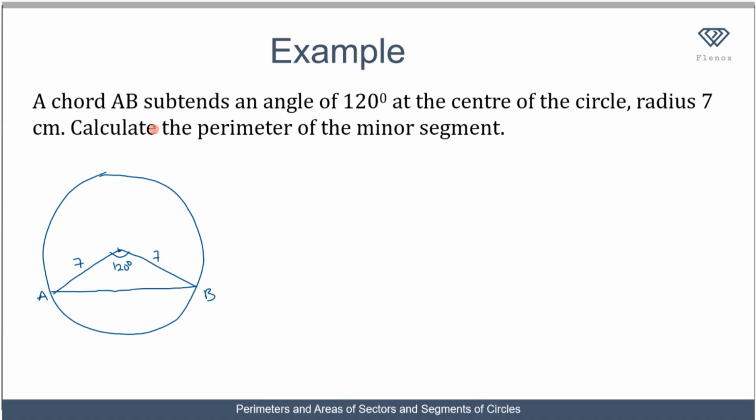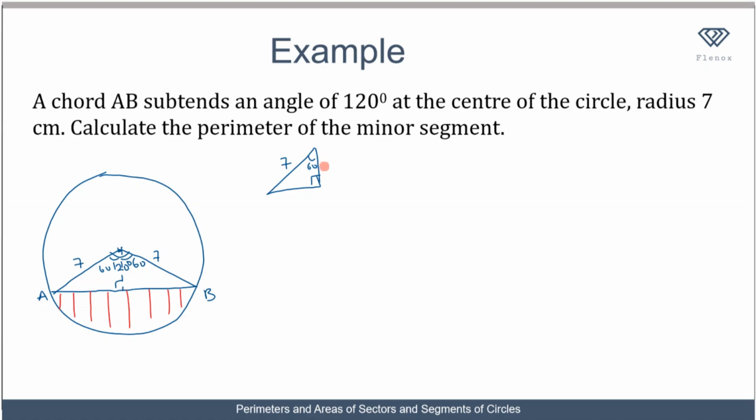Since this is a chord, the minor segment is the portion indicated by this marker, this smaller section, while the part up is the major segment. Now to find the perimeter, I know that I have to find the length of the chord and the length of the arc and add them together. So I'll start by finding the length of the chord. First we have to bisect this angle, and when we do that, the angle here will be 60 and the angle also here will be 60. Now I can bring out this triangle, in which the radius here is 7 and the angle here is 60.